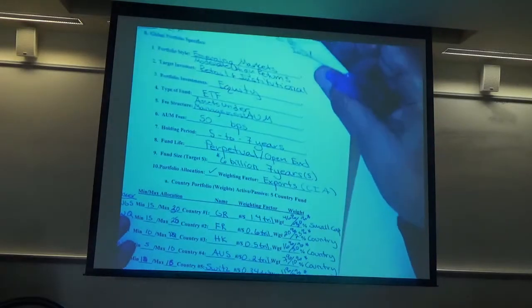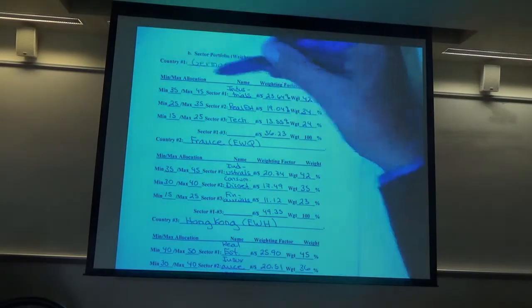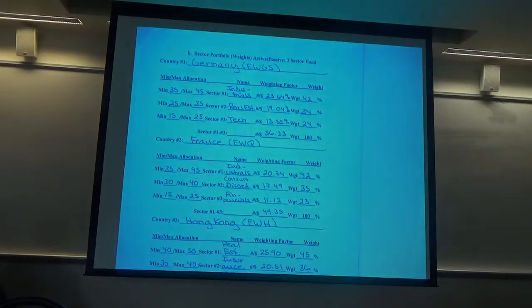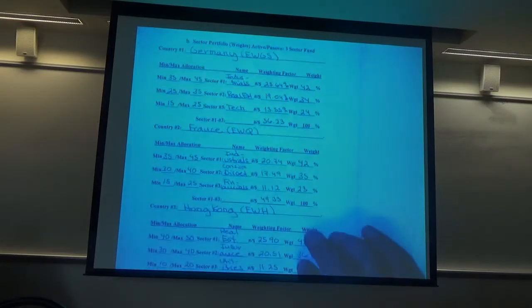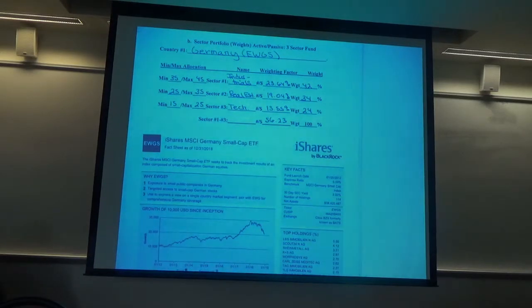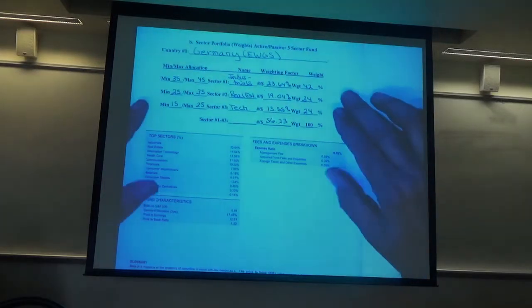Okay. That page. And the second page is I have, first it's the country and then it's the industry allocations. So what I did was I went and I printed off the German MSCI. Okay. And on the second page of these fact sheets, these are the fact sheets that are available to you on the websites.